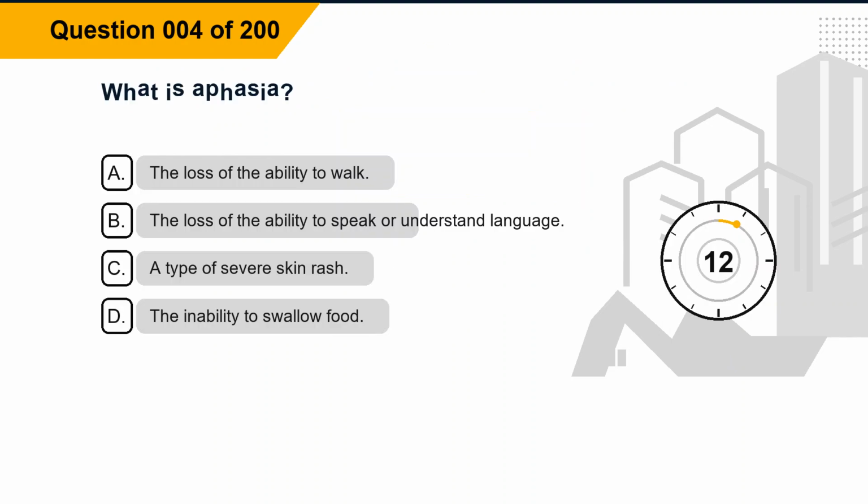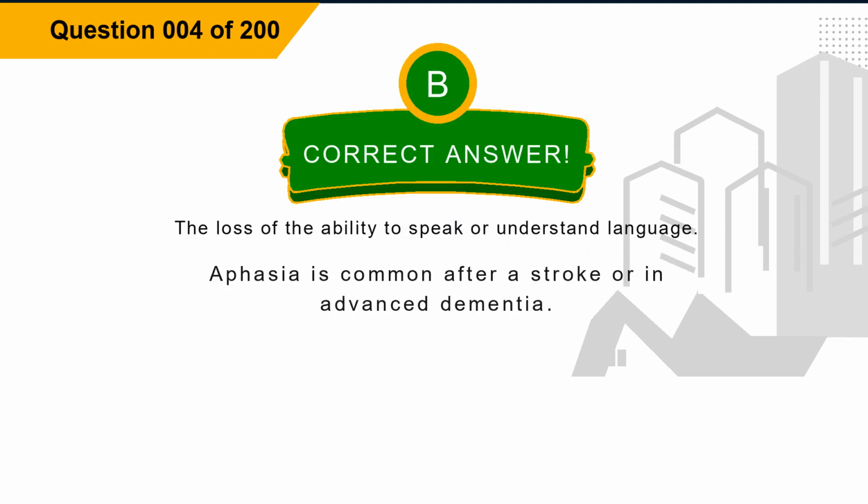Question 4. What is aphasia? Option A, the loss of the ability to walk. Option B, the loss of the ability to speak or understand language. Option C, a type of severe skin rash. Option D, the inability to swallow food. The correct answer is option B, the loss of the ability to speak or understand language. Explanation. Aphasia is common after a stroke or in advanced dementia.